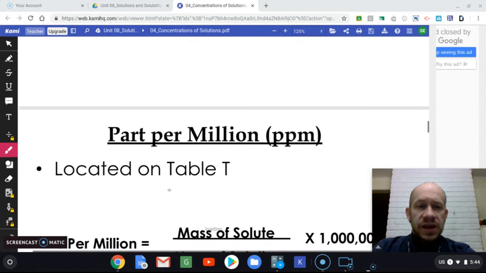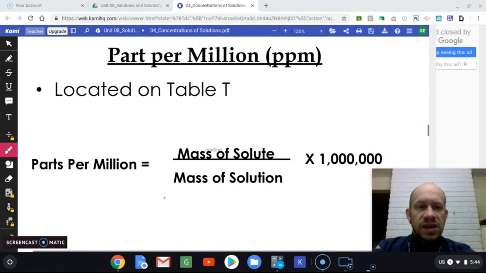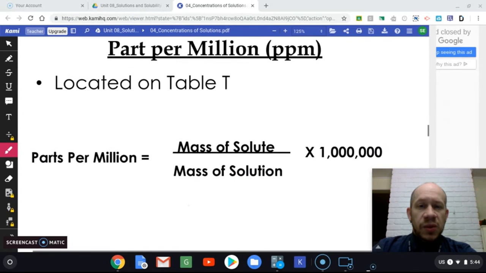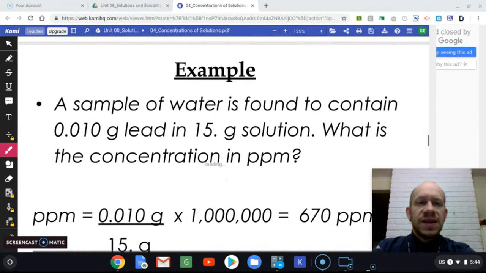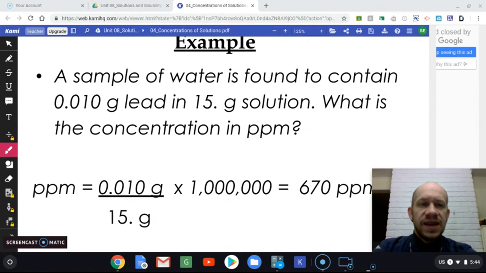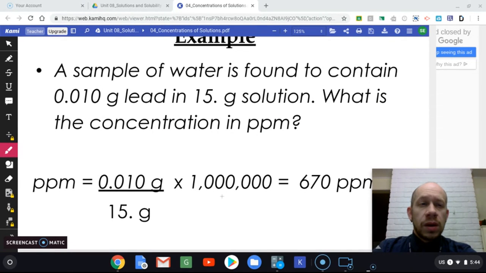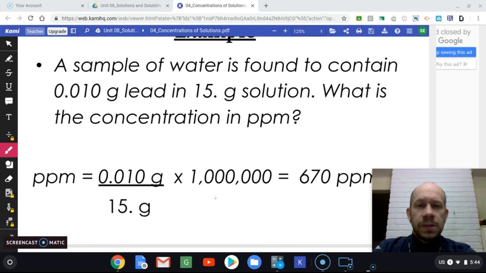Okay, parts per million are also located on Table T. The parts per million is going to be the mass of the solute divided by the mass of the solution times 1 million. So, for example, a sample of water is found to contain 0.010 grams of lead in 15 grams of solution. What is the concentration in parts per million?